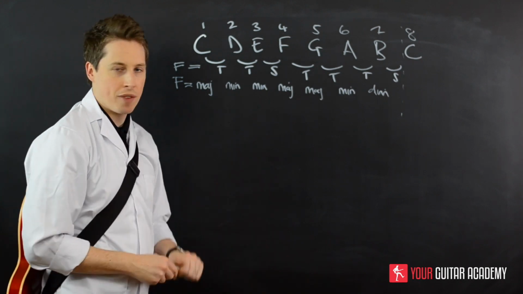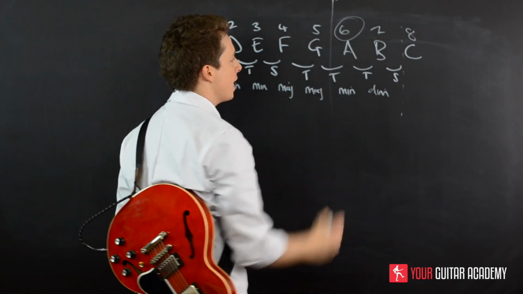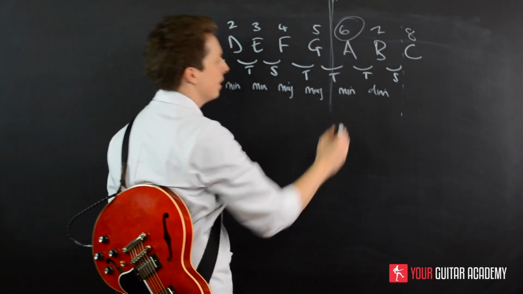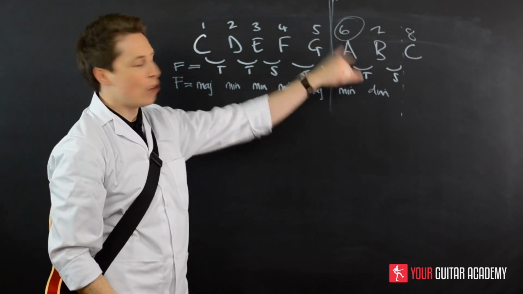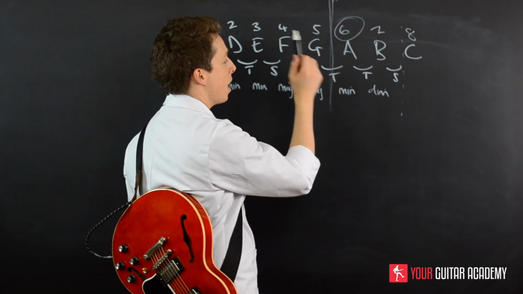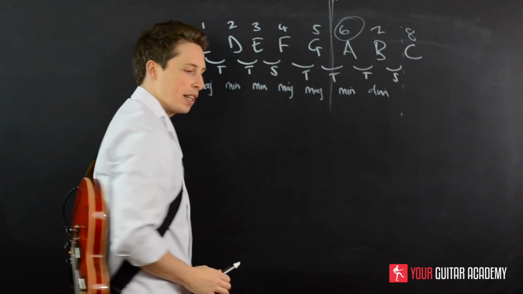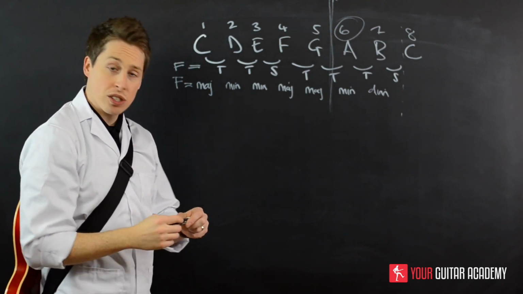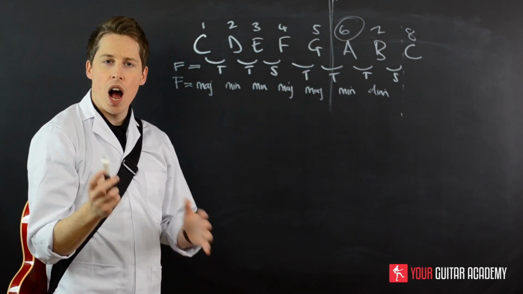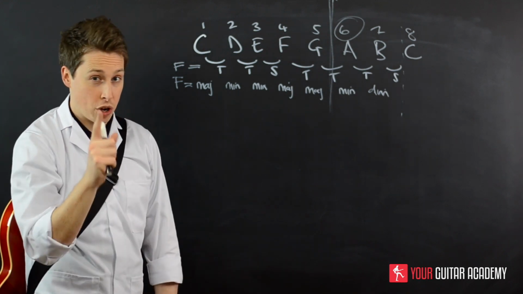Now, we also discovered that if you start everything from the 6, so if I just draw a line down there, a better line than that, we can say that that's our relative minor. So C major is exactly the same as A minor, okay? So going from A around to A gives us the minor scale, okay? So that's really cool.